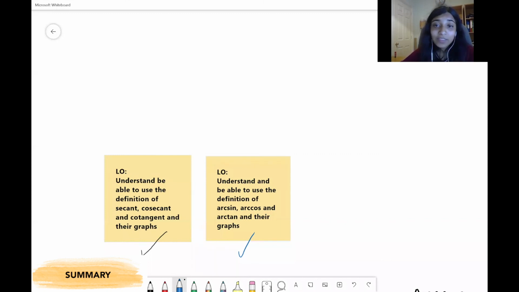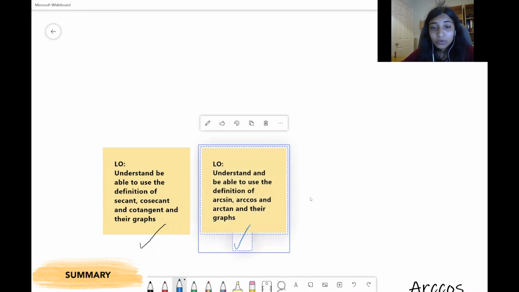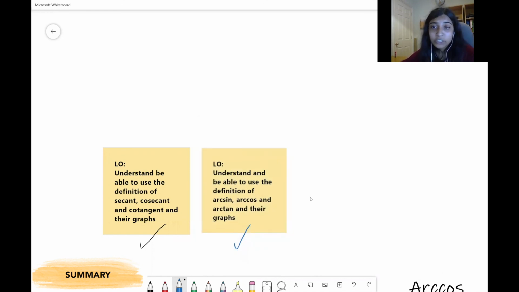So that's everything. I hope you found this useful and you now understand the definitions and can use secant, cosecant and cotangent, and you also know the definitions of arcsine, arccos, arctan, and their graphs. Make sure you review this all carefully and do some practice questions just to make sure you fully understand everything. But thank you.